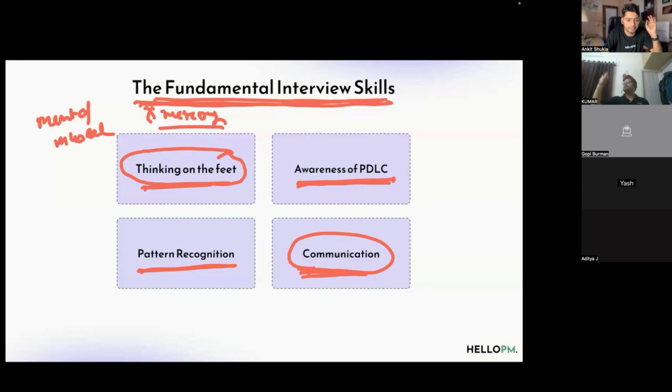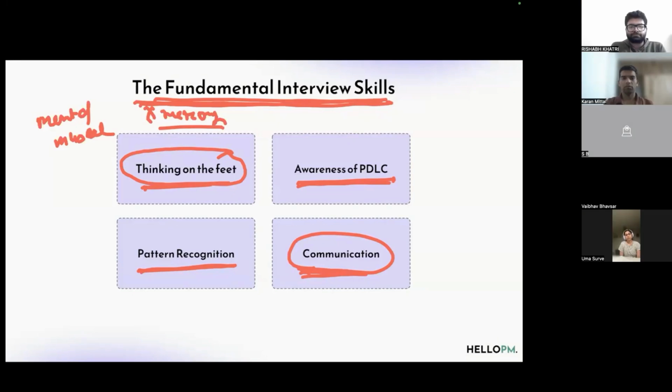Okay. Thinking on the feet means that you should be able to go ahead and think about the situation at any given point of time. Even if the data is not given to you, even if the context is not given to you, how do you go ahead and do this?